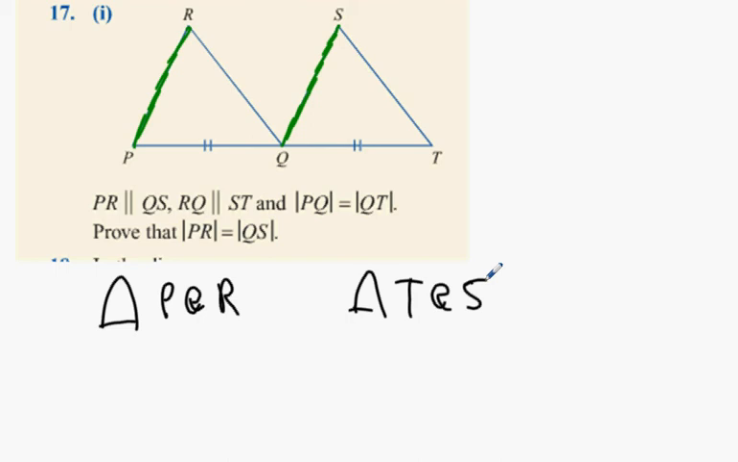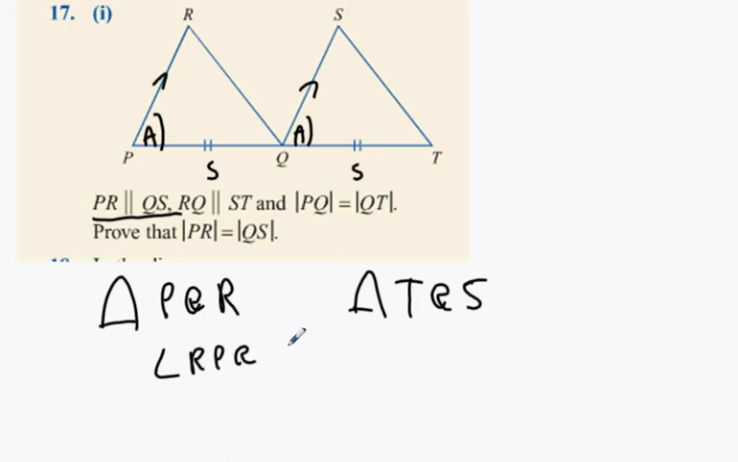What are we given? We're given an S, aren't we? Okay. Now we're also given some valuable information here, okay? We're told that PR is parallel to QS. That means that angle is the same. What's that angle called? No, RPQ. Angle RPQ equals what angle on the other one? SQT. Okay.